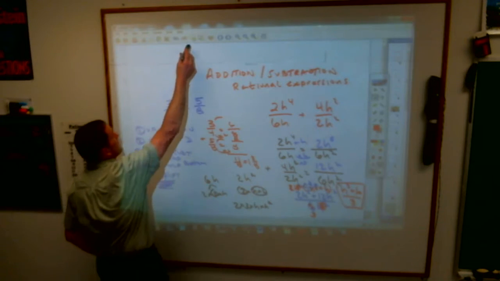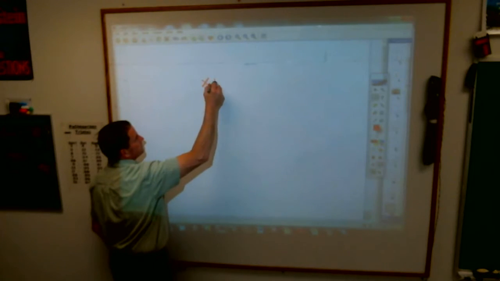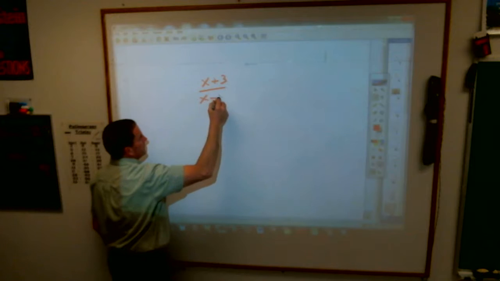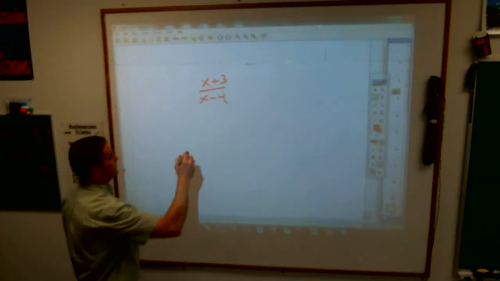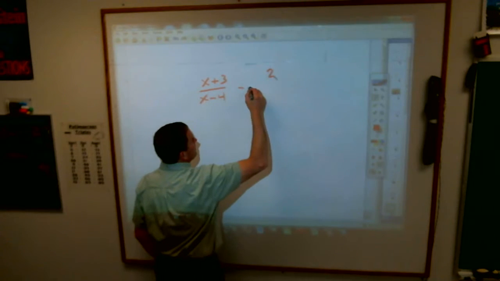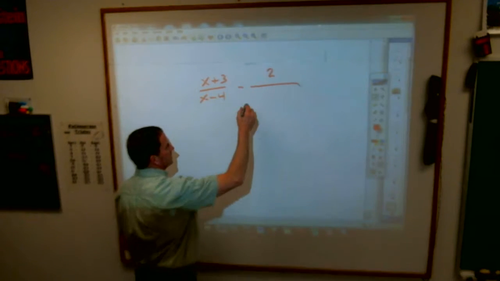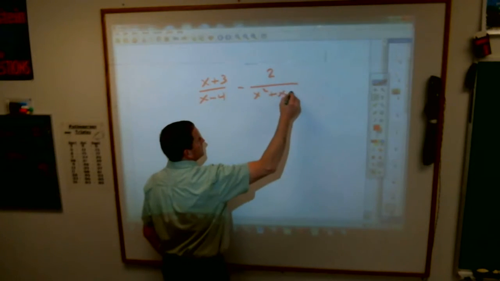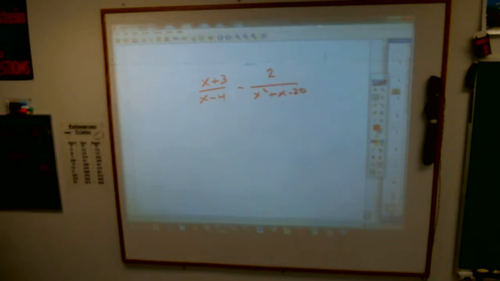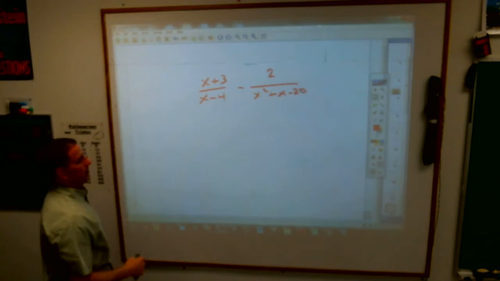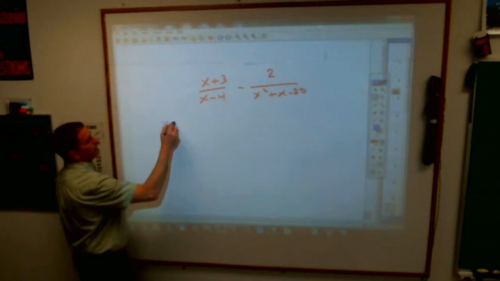Check this one out. x plus 3 over x minus 4, plus something over 2x squared plus x minus 20. By the way, I would very much strongly suggest you use big graph paper for this one, because these get a little overbearing at times. Anybody got an answer yet? No. Step number 1. To do it, what do I gotta do?